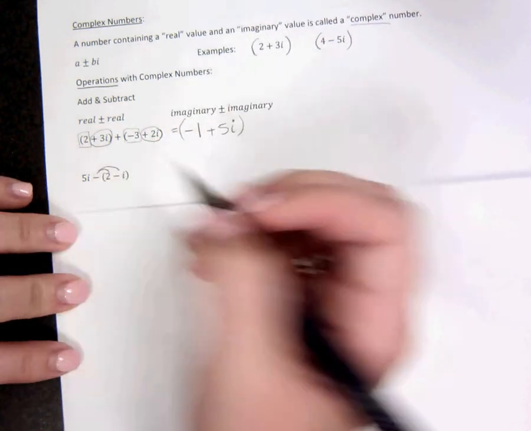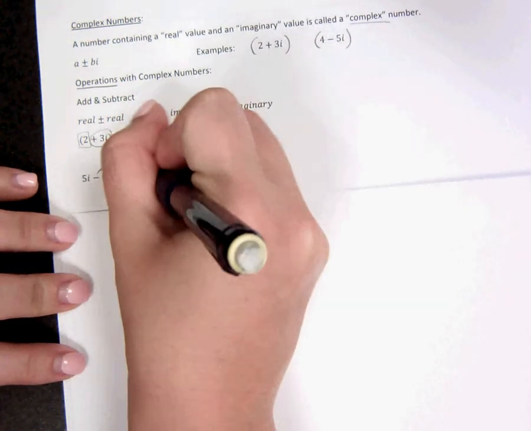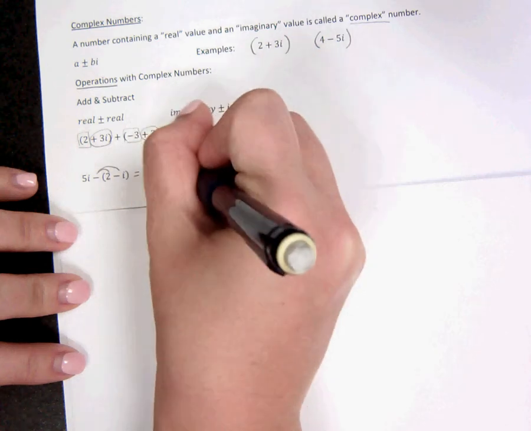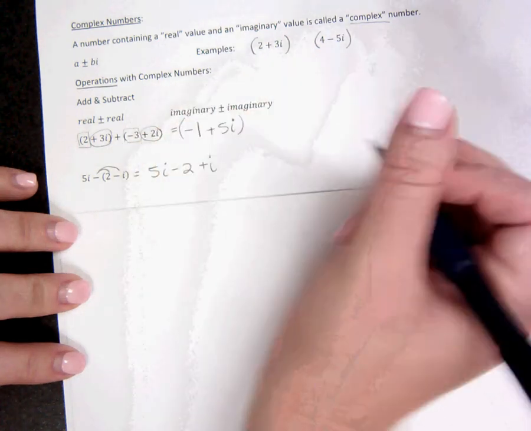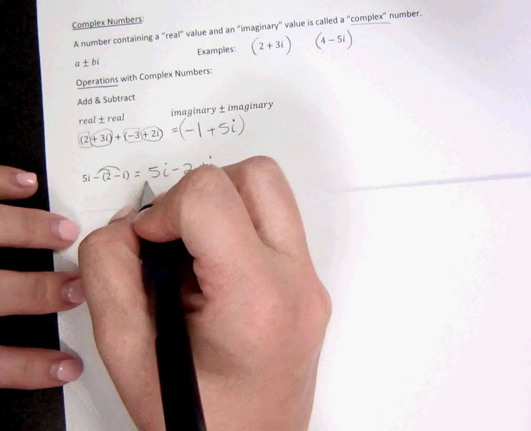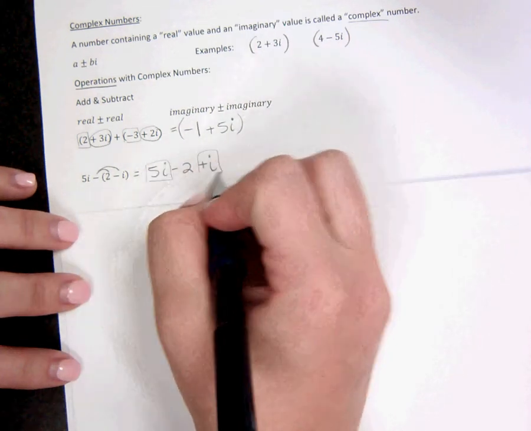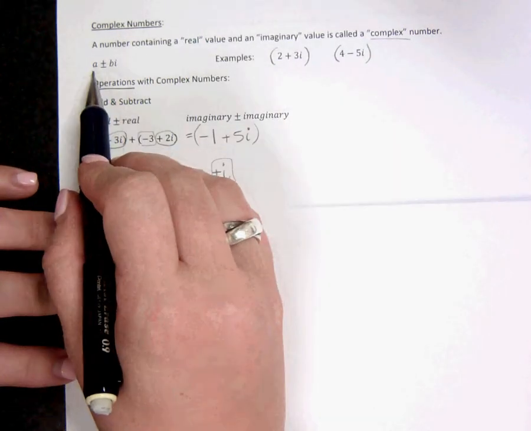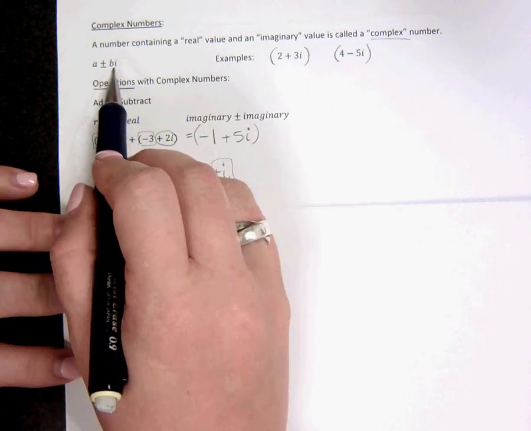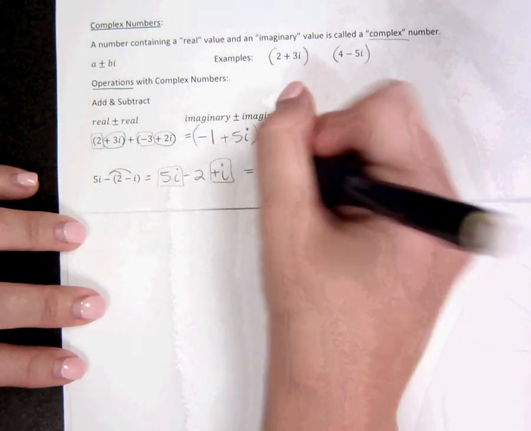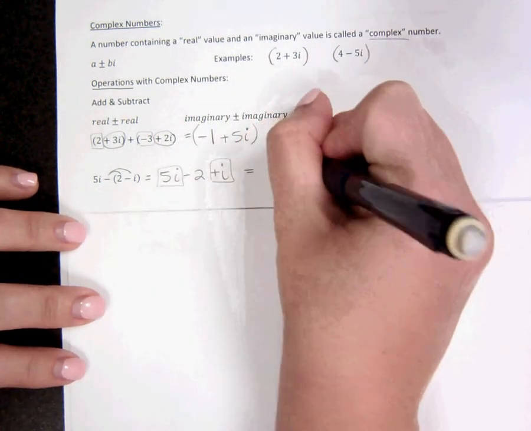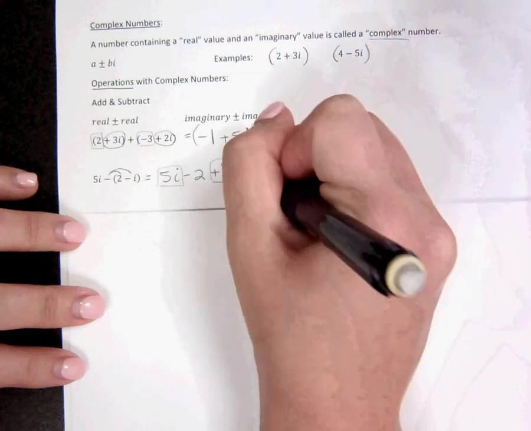On the next one, I'll distribute that negative. That'll give me 5i minus 2 plus i. You treat it just like variables. Then I can put the 5i with the plus i. It always wants the real number first and then the imaginary. So I'm going to put negative 2 plus 6i.